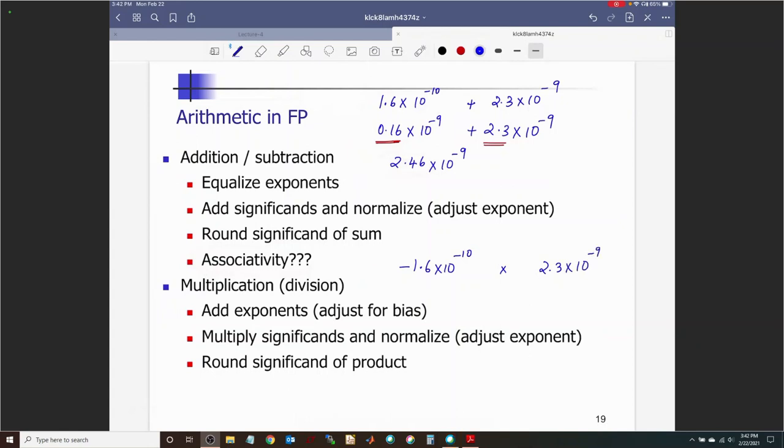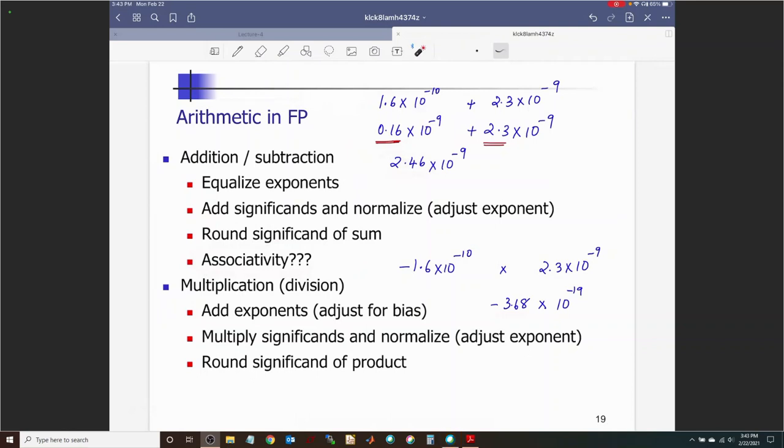What would you do? Well, you would add the exponents in this case, to get your 10 to the negative 19, and then you would multiply the significands and then normalize. Negative 1.6 multiplied by 2.3 gives you 3.68, in this case negative, because one of the significands is negative. Then you can normalize depending on the number of digits associated with the significand field. In other words, the number of bits associated with the fraction field for the binary case.